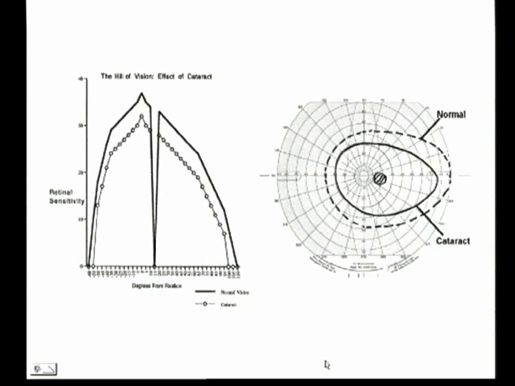Here in a Goldman plot, I call this a Goldman printout over here. This is a hill of vision Goldman printout. Again, the disc is on the right, all right? And so here'd be the fovea, so it's a right eye, and you can see that this area in here is uniformly less sensitive. So this would be the result of a cataract.